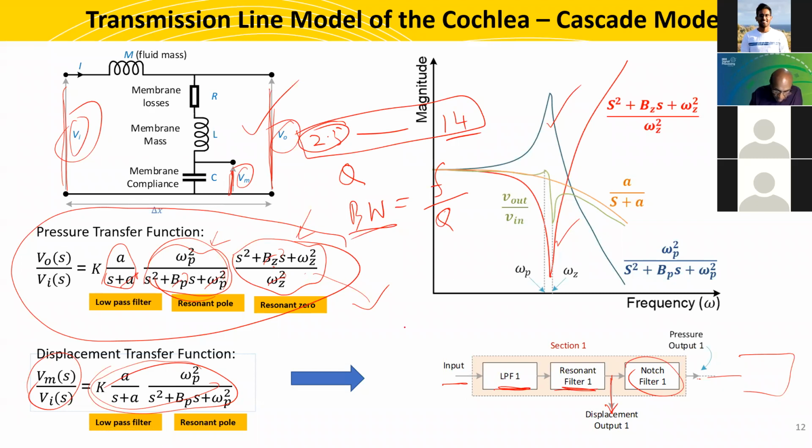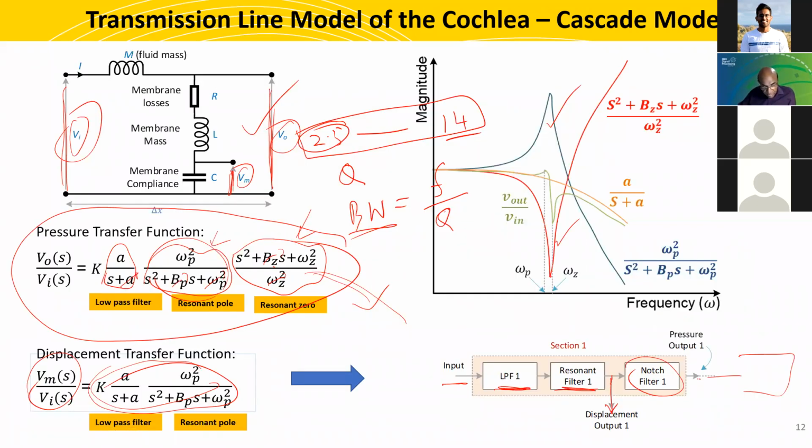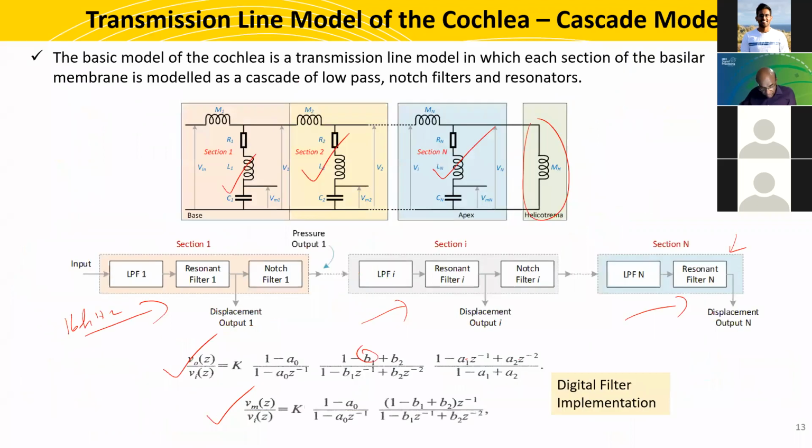Then you can use any of the transformation techniques to get the digital filter, which is this equation. So once you have the analog filters, then you can use the digital filter transformation to get all these coefficients. So is that clear? Is that what you're asking? Okay, that's how we did it.